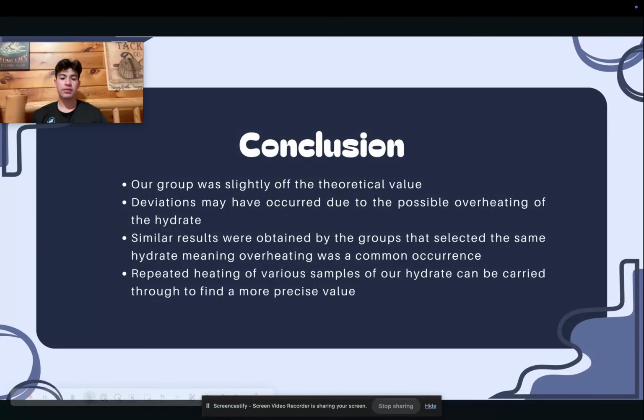Conclusion. Our group was slightly off the theoretical value. Deviations may have occurred due to the possible overheating of the hydrate. Similar results were obtained by the group that selected the same hydrate, meaning overheating may have been a common occurrence. Repeated heating of various samples of our hydrate can be carried out to find a more precise value.